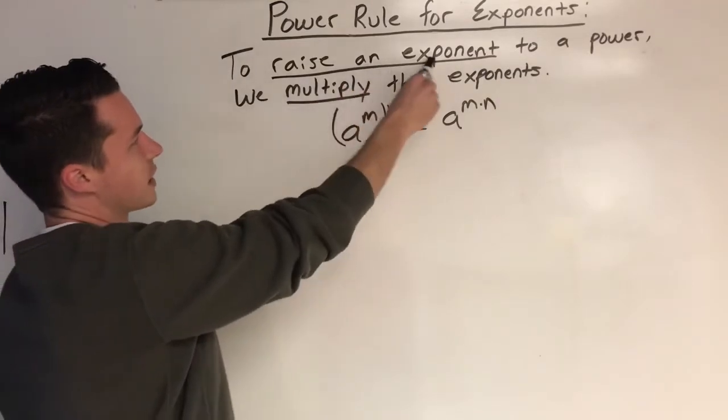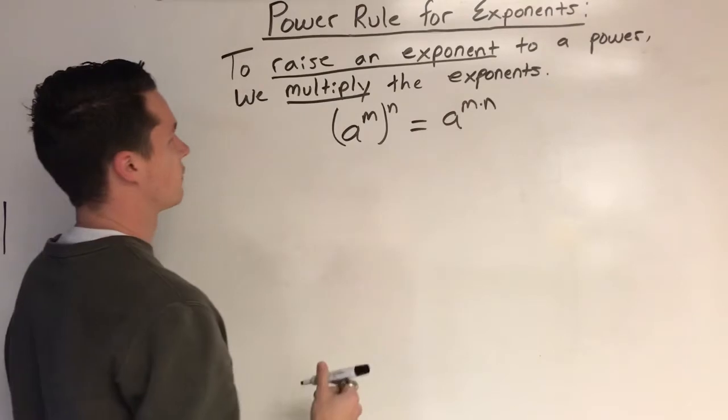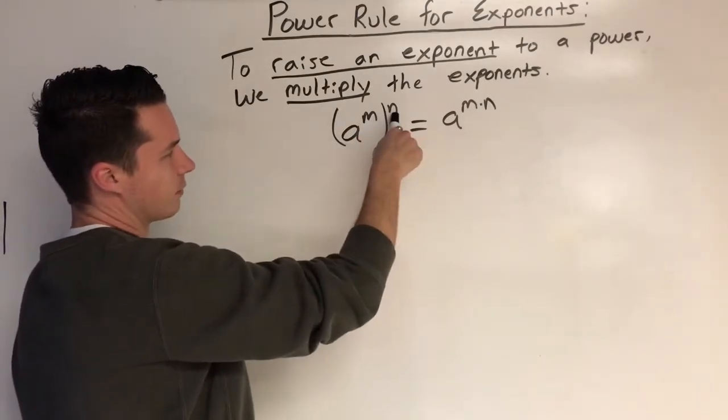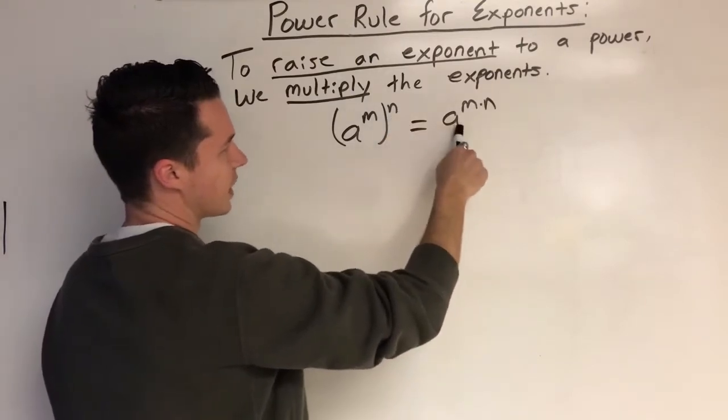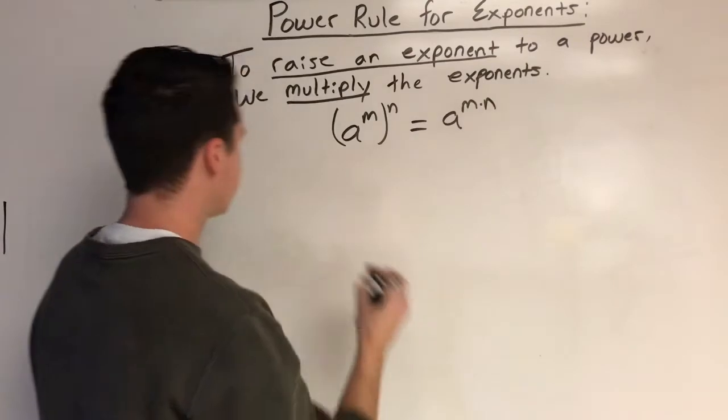So to raise an exponent to a power, we multiply the exponents. Well, that's the fancy way of saying, so if we have a raised to the m, we raise that to the n, that's going to be equal to a raised to the m times n. So basically saying that does nothing for anybody. So let's do some examples.